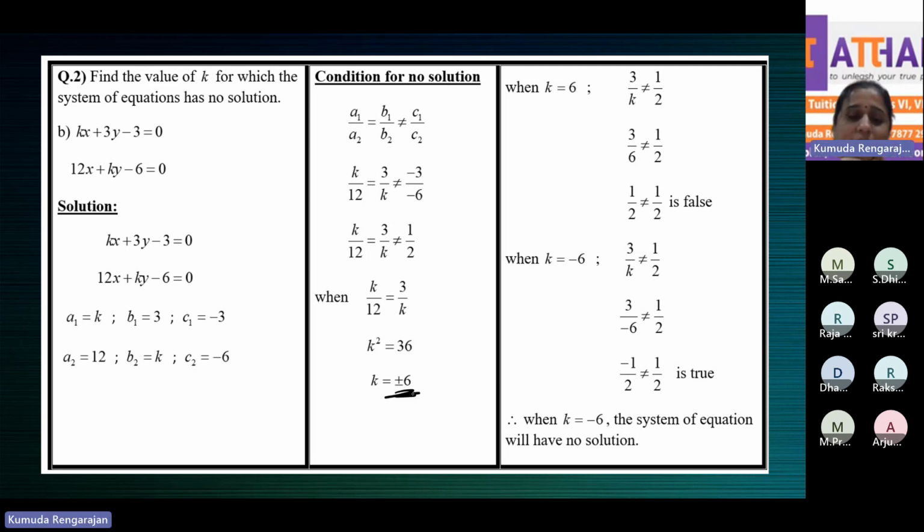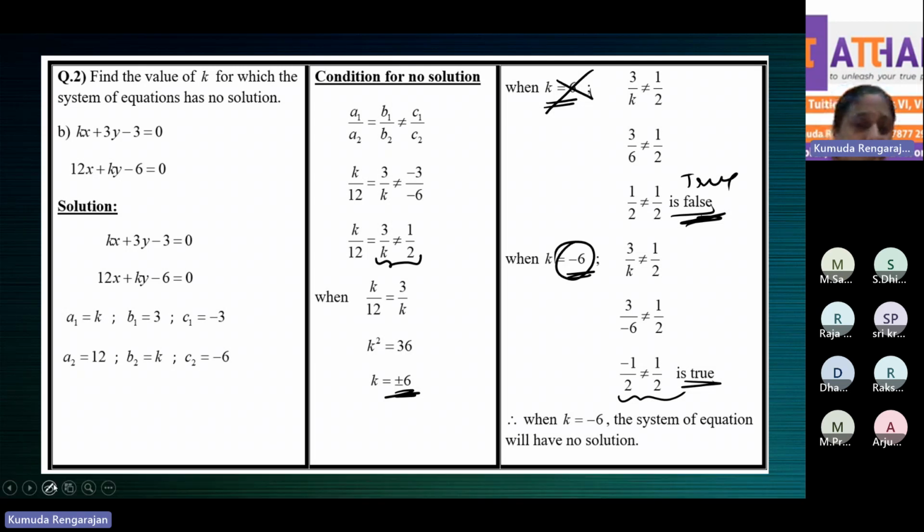So you get two values. Take up the second part. When k is equal to 6, substitute. You must get true. You're getting false. So that means this is not possible. When you take minus 6, it's true. So when k is equal to minus 6, the system of equations will have no solution.